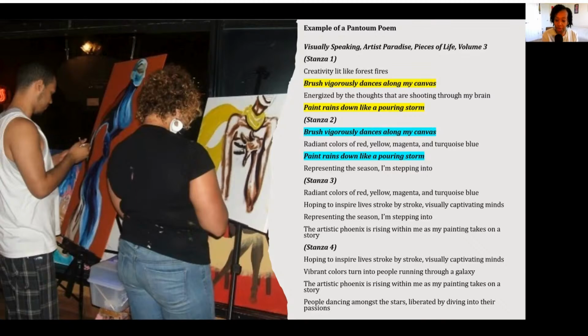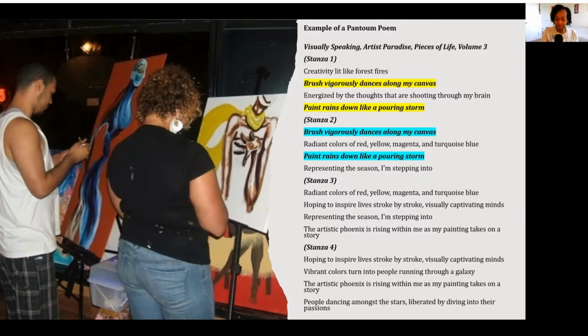Hoping to inspire lives stroke by stroke, visually captivating minds. Vibrant colors turn into people running through a galaxy. The artistic phoenix is rising within me as my painting takes on a story. People dancing amongst the stars, liberated by diving into their passions.